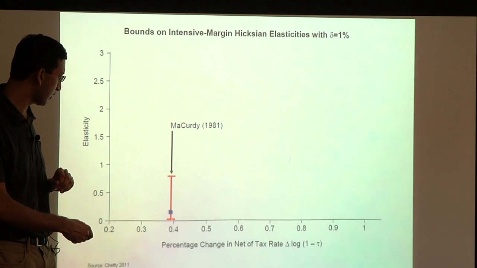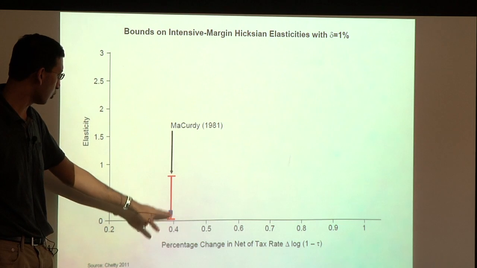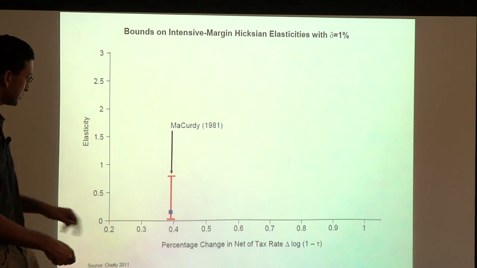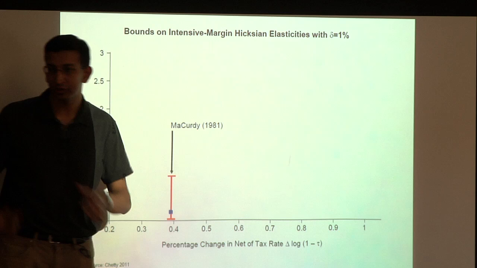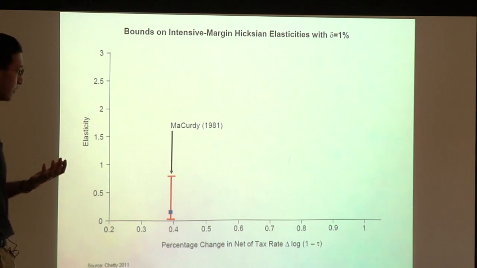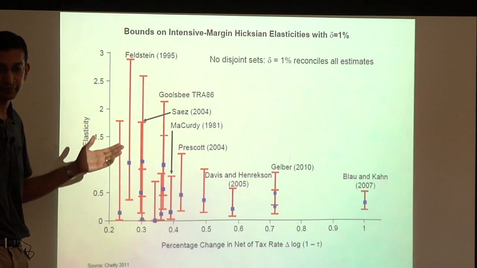And what you see is that they range from 0.01 to roughly 0.8. On the x-axis here is the size of the change used for identification in that study. Remember, that's the critical parameter that determines the size of these bounds. Now let's introduce all the other studies that we talked about in the literature.